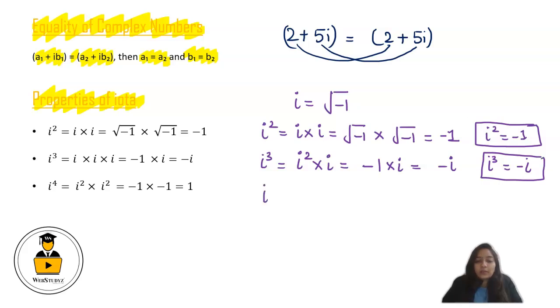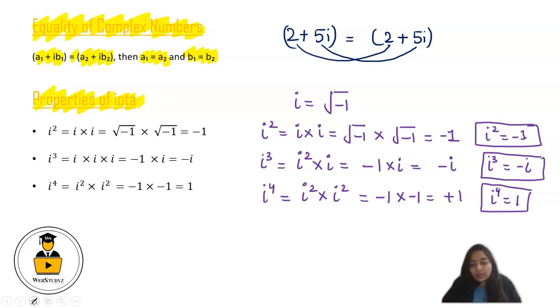Now moving towards iota raised to the power 4. Iota raised to the power 4 can be written as iota square multiplied by iota square. Iota square is minus 1, so minus 1 multiplied by minus 1 is plus 1. We can say iota raised to the power 4 is plus 1. So this is the value of iota raised to the power 4. Now if we find the value of iota raised to the power 5, it is iota cube multiplied by iota square. Iota cube is minus iota, iota square is minus 1, so this is again equal to iota.